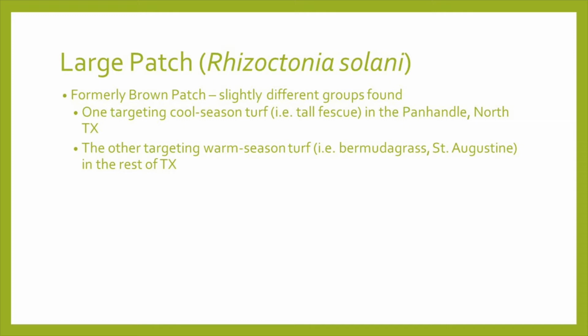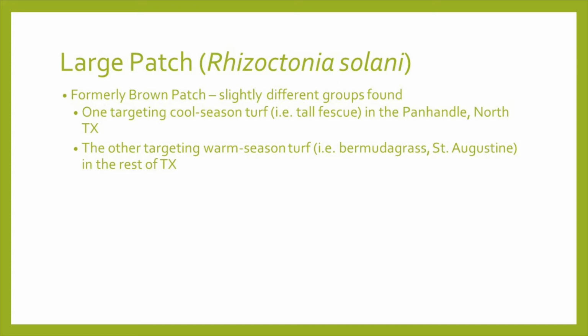as they've determined that there are slightly different anastomosis groups for Rhizoctonia. I know that's a big word and we don't have to get into that, but basically we have a Rhizoctonia that targets cool season turf like tall fescue. If you're up in the Panhandle or North Texas, you may have some experience with that. And then we have some Rhizoctonia that targets warm season turf, which is a lot of what we have throughout the rest of Texas. It includes Bermuda, St. Augustine, and zoysia grass.